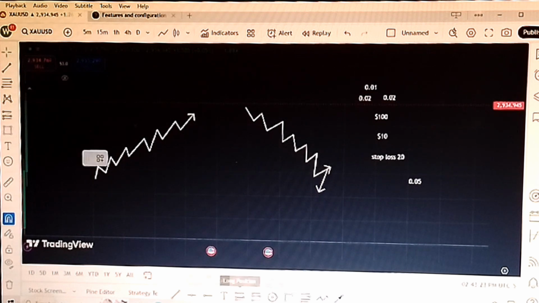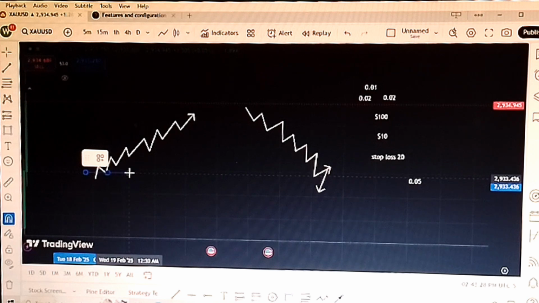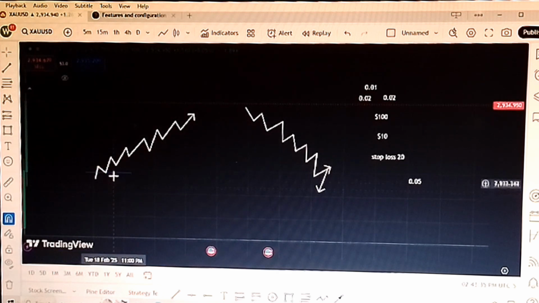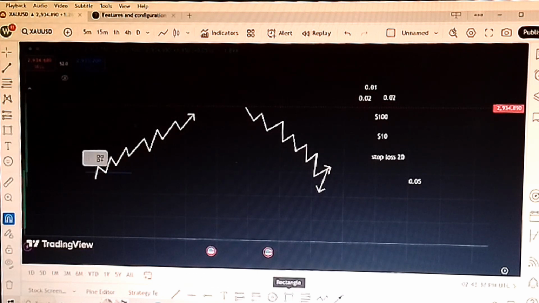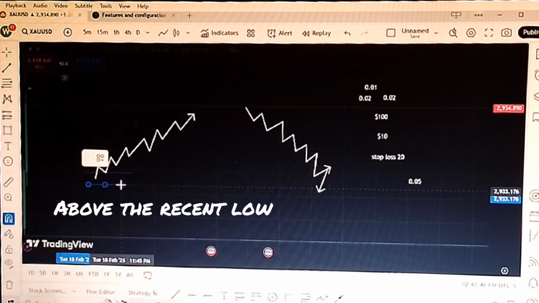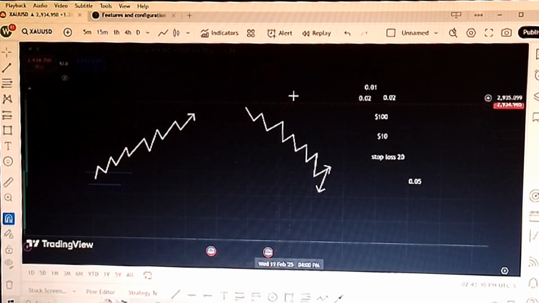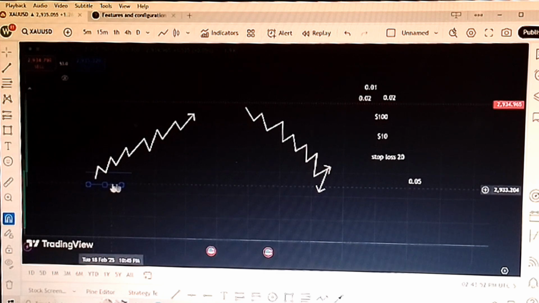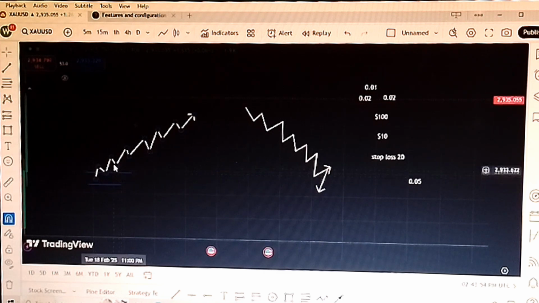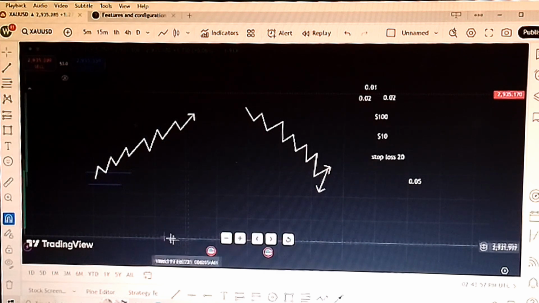So what will happen now? We will now wait for our market to come to this level. Here is our key level, point of entry, POI, point of interest, which is our point of entry. Are you getting it? So our stop loss is a 20 pip stop loss, which is below the recent low if it is an uptrend. But if it's a downtrend, it will be above the recent high. Look at the stop loss here.